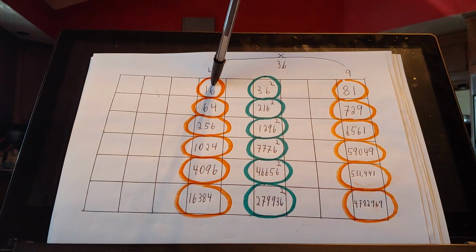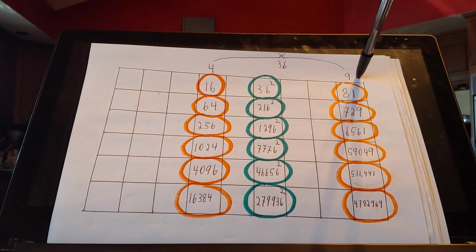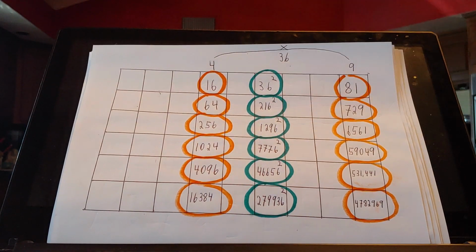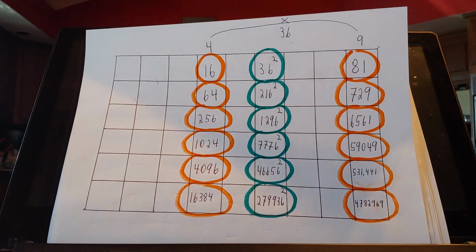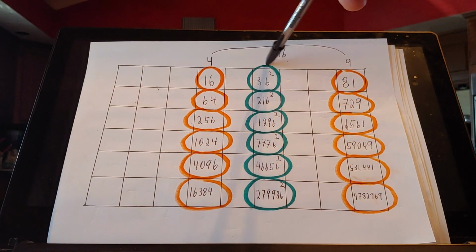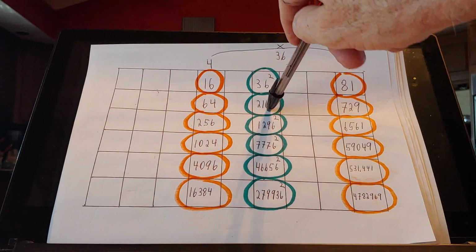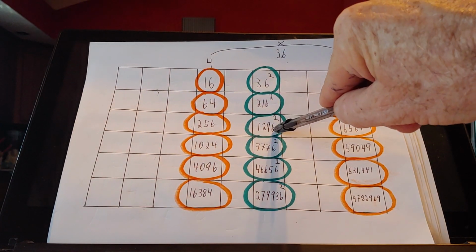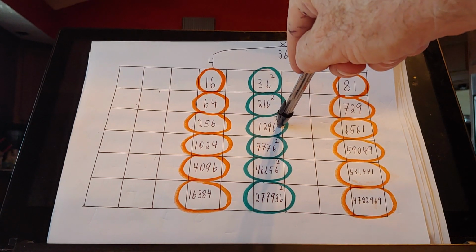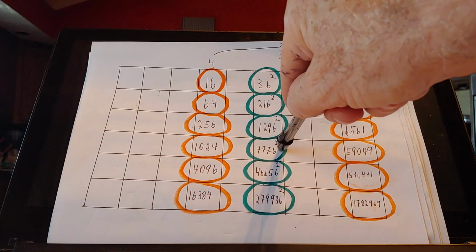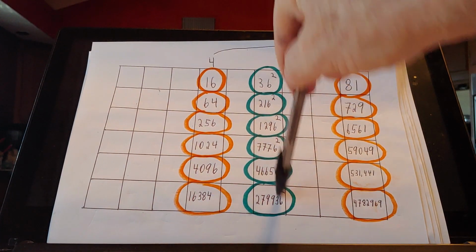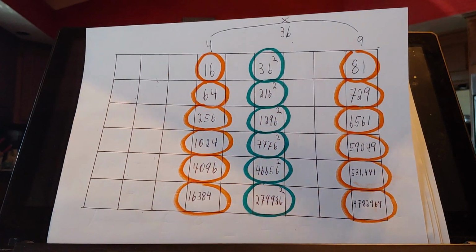So we have 4 times 9 is 36. So 16 times 81, 36 squared, and then 216 squared. Okay, so this is how you keep it squared, because 6 times 6 is 36, times 6 is 216, times 6 is 1296. So it's just 36 squared, 216 squared, 1296 squared, 7776 squared comes from 4 times 9. You see how we're getting that? Okay, that's one like that.